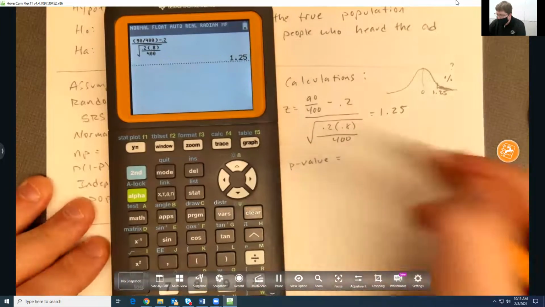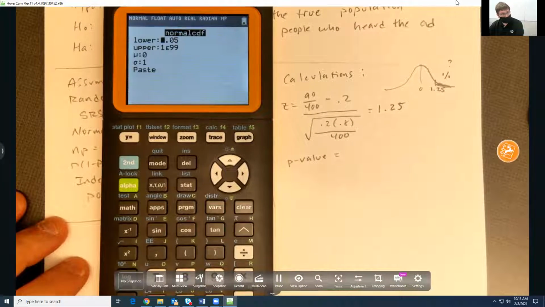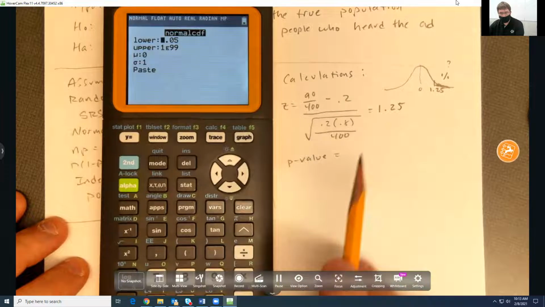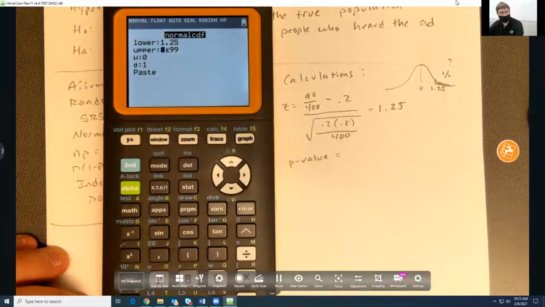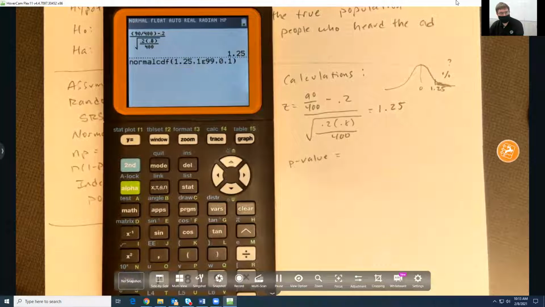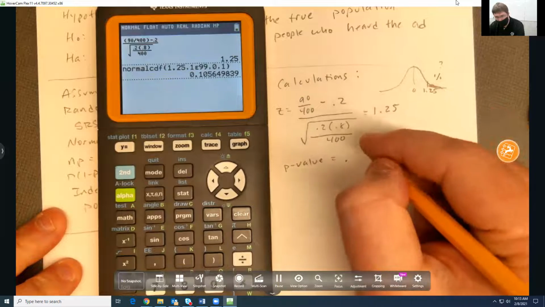So p-value is going to be second vars number 2. Since we're going to the right, our lower limit is going to be the 1.25, and the upper limit is going to be infinity. 0 and 1 for standard deviation, and hit enter. So this is my p-value, which is 0.1056.